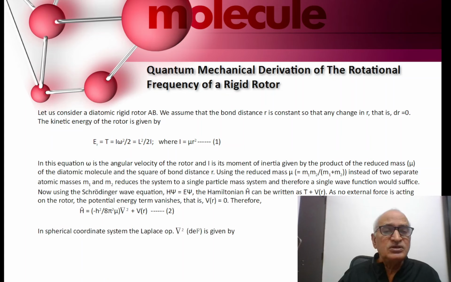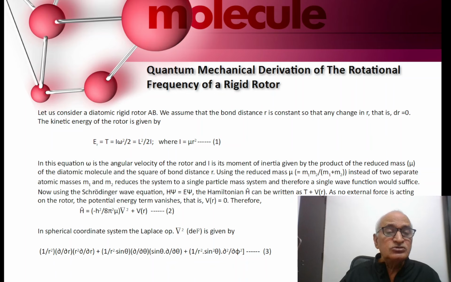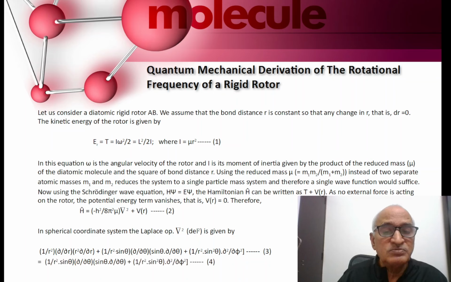In a spherical coordinate system, the Laplace operator is given by the following expression: 1 by r square d by dr, r square d by dr, plus two other terms. Here we have three terms. One is in the form of r, that is distance, another is in the form of angle theta, and the third term involves the angle phi. Because we have assumed the bond distance remains constant, the first term, which includes only bond distance changes, becomes zero. I repeat this point. Earlier we assumed that during rotation, bond distance remains constant. So out of these three terms, the first term includes change in bond distance. When there is no change in bond distance, dr is equal to zero, and we can ignore this first term. We only have the second and third terms. So we get the simplified equation number 4.